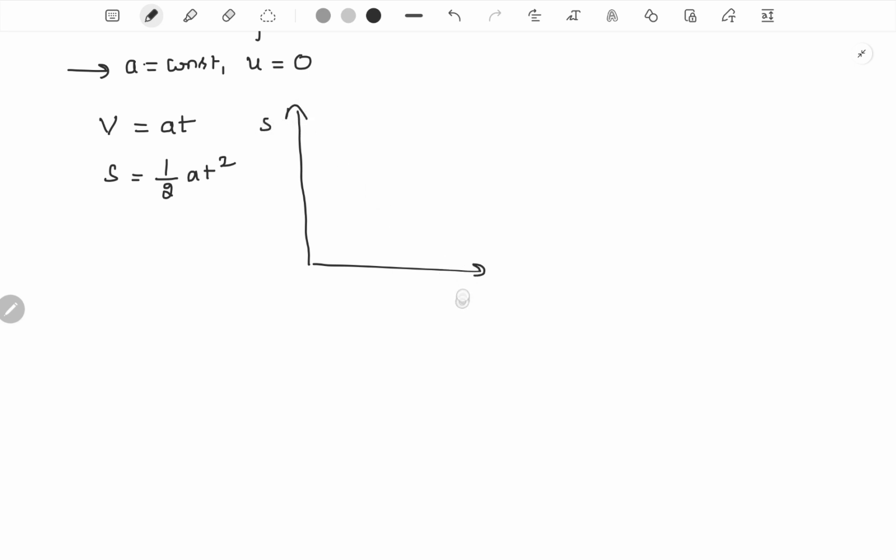So first, if we try to draw the graph of displacement versus time t, as you can see, the relation is displacement proportional to square of t. So basically the graph would be something like this. It's not a linear relationship between s and t. So what we basically get is a parabola, because here s is proportional to t square. As we already know that a is a fixed quantity, we can say this is proportional to t square.